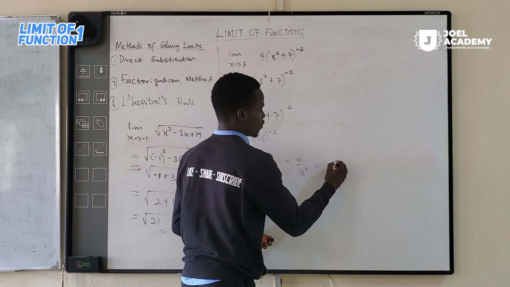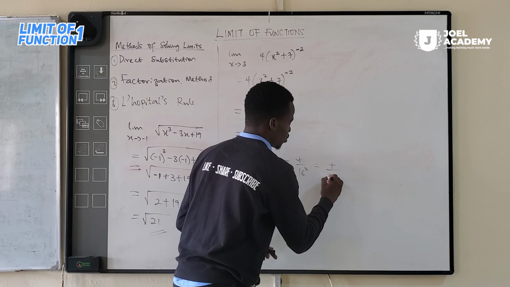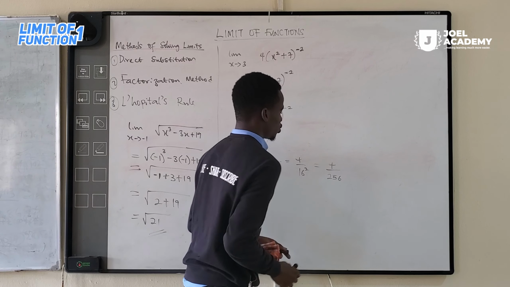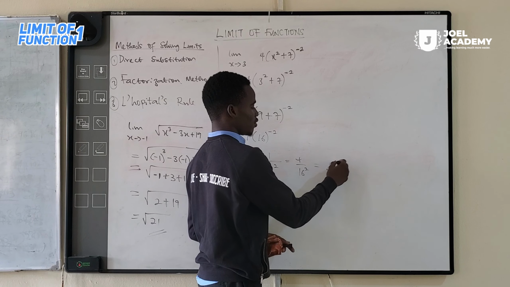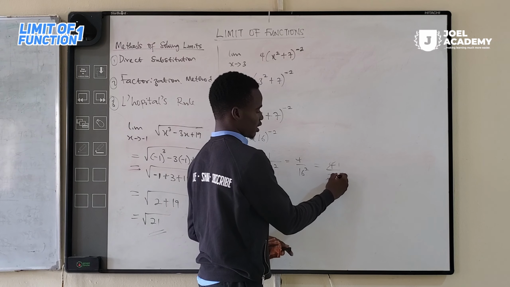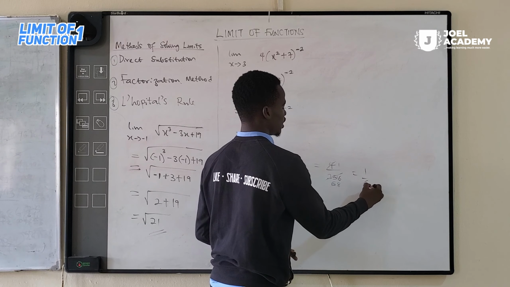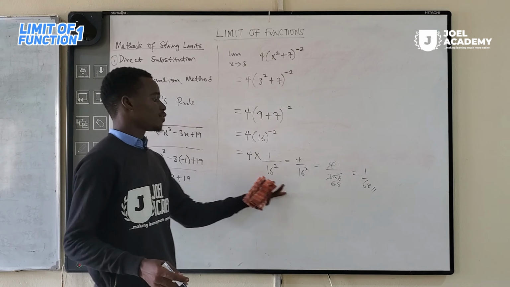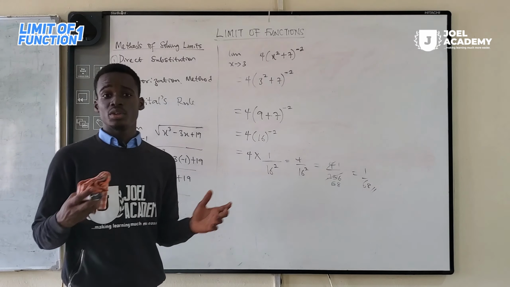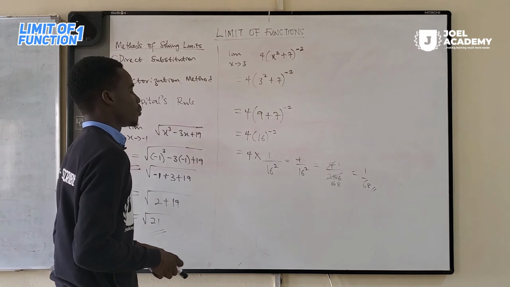What's 16 squared? 256. So breaking it down, 4 can go here, up and down. 4 here gives 1, and 4 in 256 gives 64... so we have 1 over 64 as our final answer. So we have succeeded in solving it. Now we've applied direct substitution and it's giving us a finite answer.